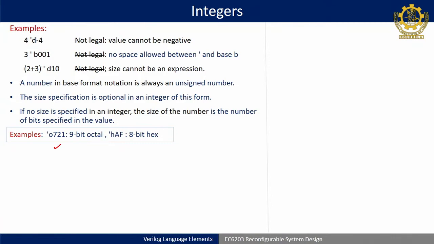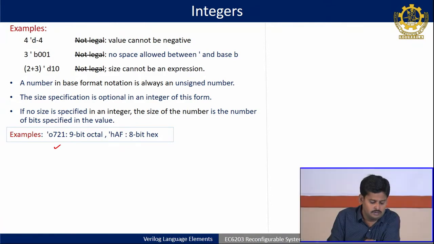Okay. So if you see here, I have written 'o721. We have not given whether it is 8-bit, 9-bit or whatever, but it is 9-bit octal. Octal means each digit will be in terms of 3 bits, like you know, 001, 010, 111. So it is 9-bit octal. Simple. Okay. Similarly, 'hAF is written. So F will be like this 4 bits, and A similarly, how much can you put for A?